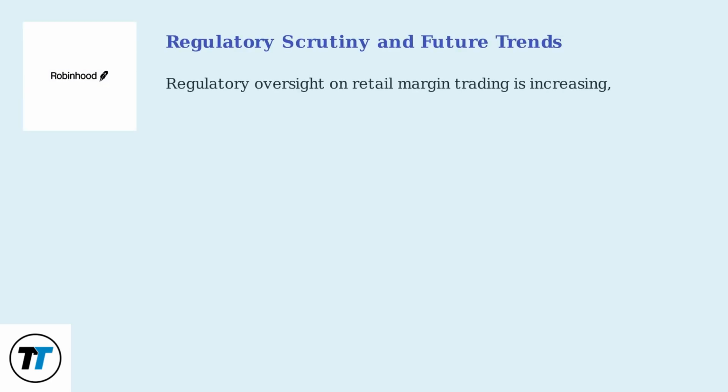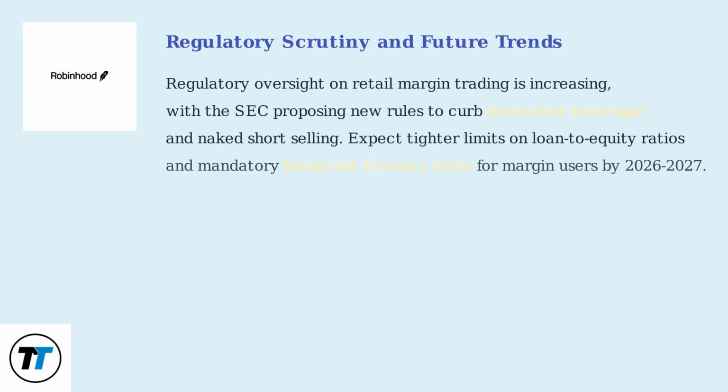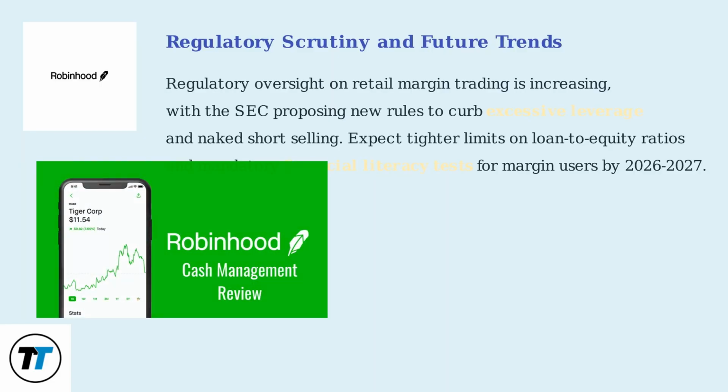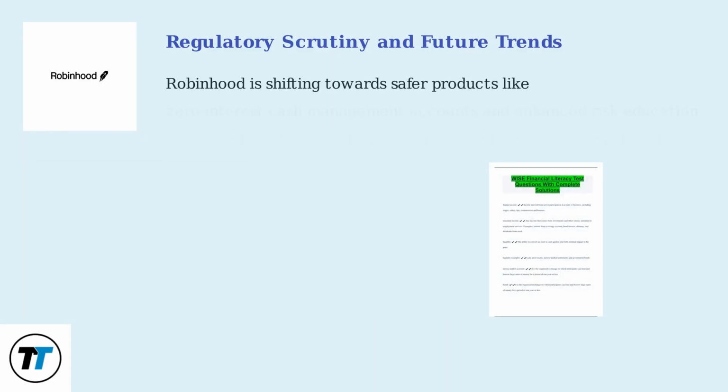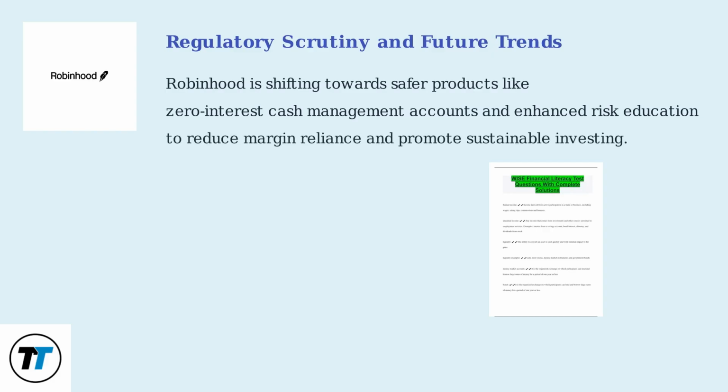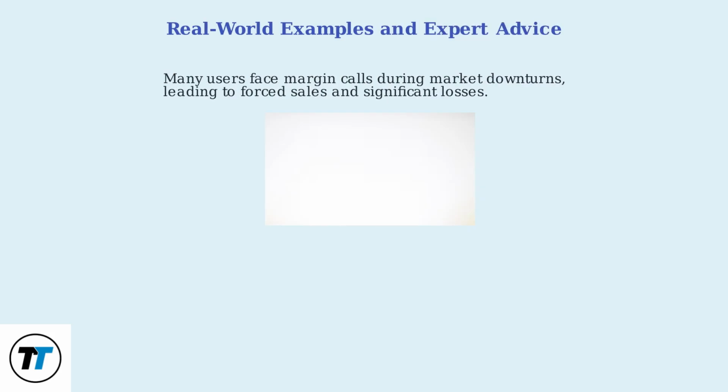Regulatory oversight on retail margin trading is increasing. The SEC has proposed new rules to curb excessive leverage and naked short selling. Expect tighter limits on loan-to-equity ratios and mandatory financial literacy tests for margin users by 2026 to 2027. Robinhood is shifting towards safer products like zero-interest cash management accounts and enhanced risk education to reduce margin reliance and promote sustainable investing.